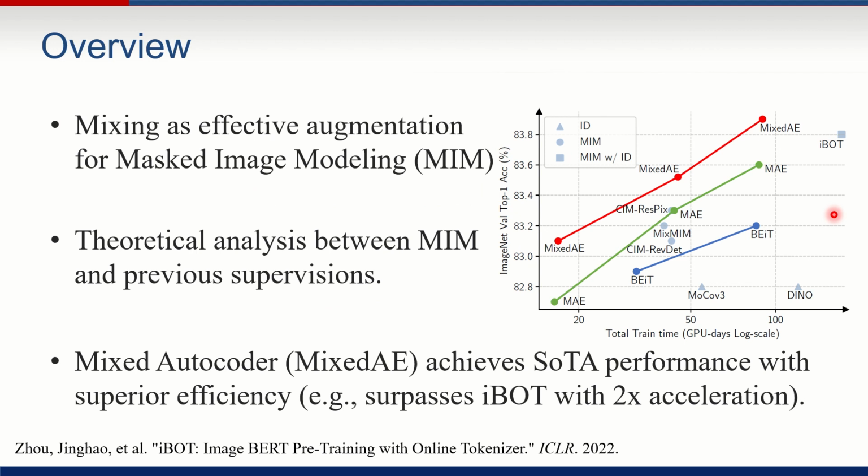We theoretically analyze the underlying differences between MIM and previous supervisions like contrastive and supervised learning, and then propose our mixed autoencoder, which achieves competitive performance with superior efficiency. Specifically, our mixed autoencoder can support iBOT, a strong MIM method combined with contrastive learning, with 2 times training acceleration.